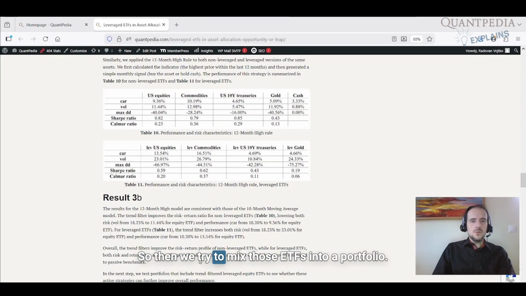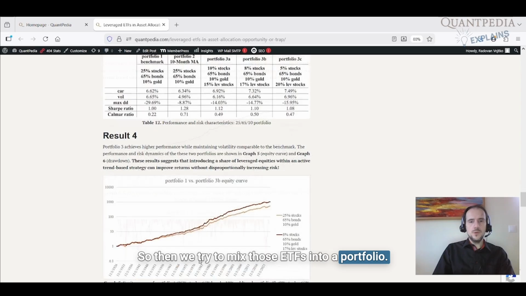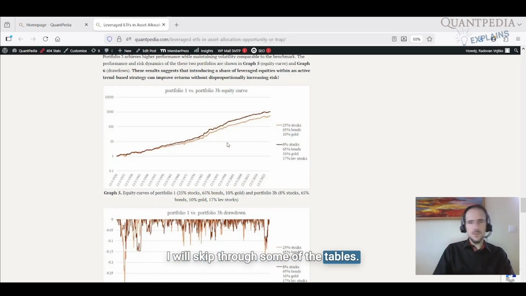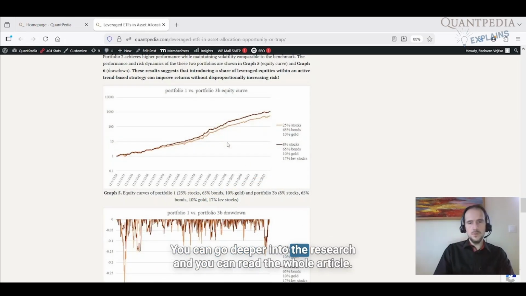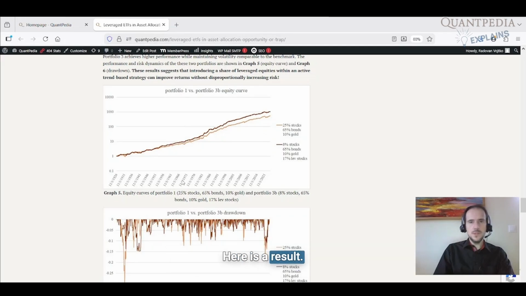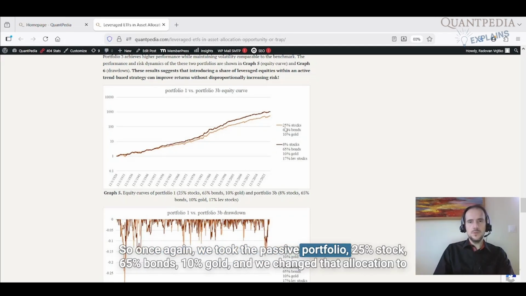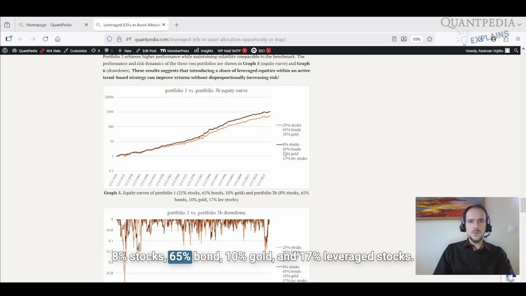Okay, so then we try to mix those ETFs into a portfolio. I will skip through some of the tables. If you are interested, you can go deeper into the research and read the whole article. Here is the result. Once again, we took the passive portfolio, 25% stocks, 65% bonds, 10% gold, and we changed that allocation to 8% stocks, 65% bonds, 10% gold, and 17% leveraged stocks.